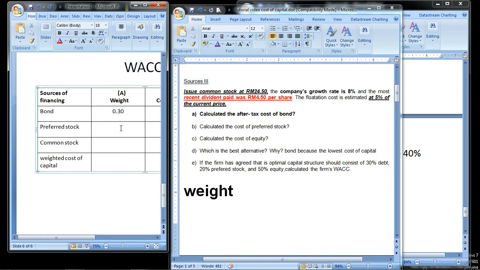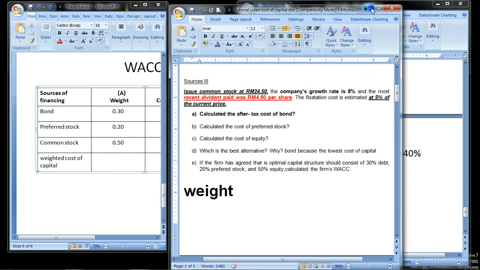Next, preferred stock 0.20, 20%, you see. Next is 50% of equity. You need to find the weight. How many percentage that you want to issue? Clear? That done. So this is the question you need to remember.